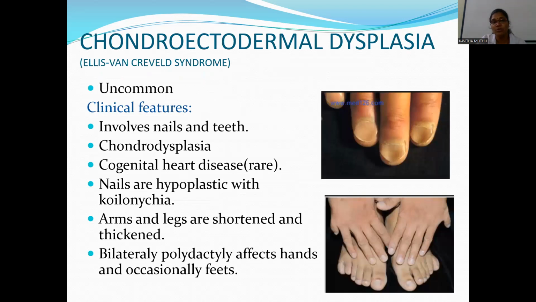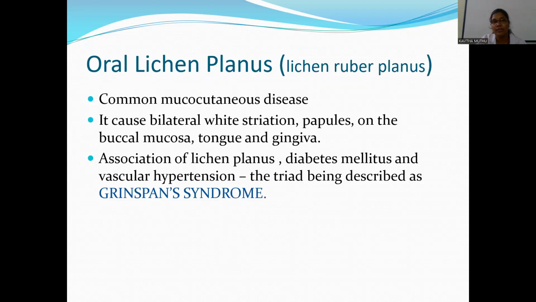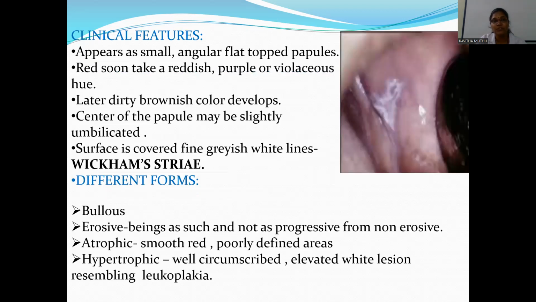Now we are moving to the next important disease, oral lichen planus. It is a common mucocutaneous disease, and it causes bilateral white striations and papules on the buccal mucosa, tongue, and gingiva. The association of lichen planus, diabetes mellitus, and vascular hypertension is a triad, and it is named Greenspan syndrome. This is very important. In day-to-day clinical practice, we can expect to see this kind of disease.